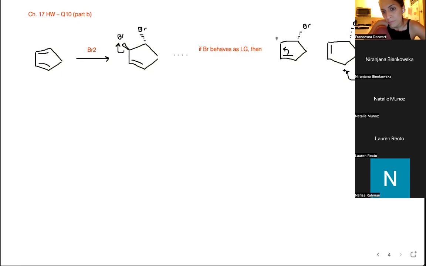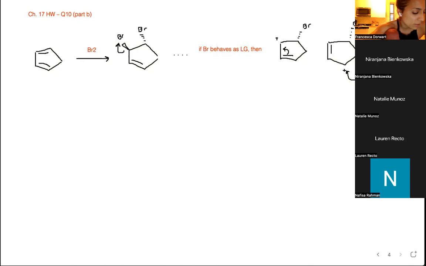And let's just say we have a preference for it still being trans, so they can be farther apart from each other. So we have our kinetic product that happens very quickly, the same way that it usually does with an alkene addition on a pi bond. Then we have a thermodynamic product, which is a little bit more stable because the bromines, which are large atoms, are farther away from each other.